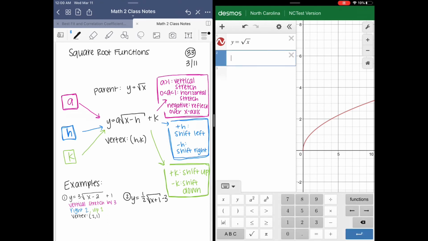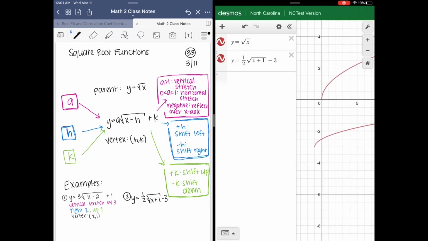All right, so let's graph this. 1 divided by 2, and then move your cursor over to create your square root. x plus 1. Move your cursor over so you're not underneath the square root anymore, and then minus 3 on the end. So these are kind of all the opposites of what we just looked at as far as the direction and the type of stretching that we were doing.